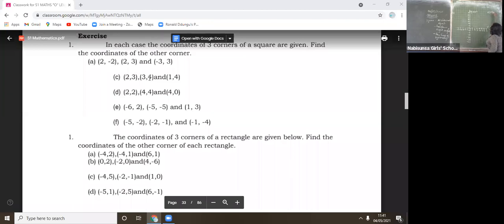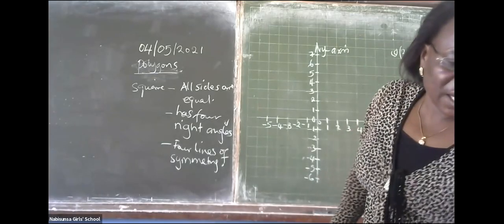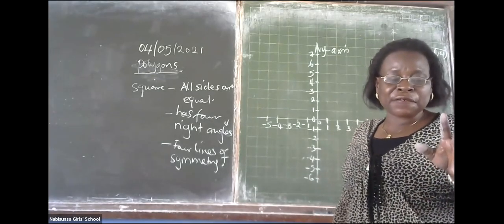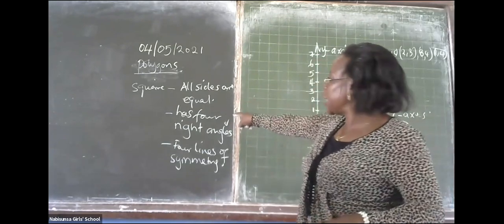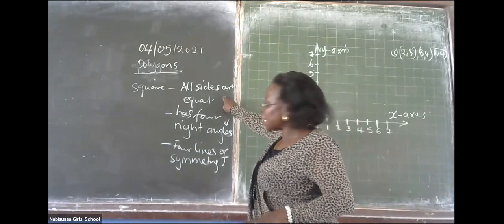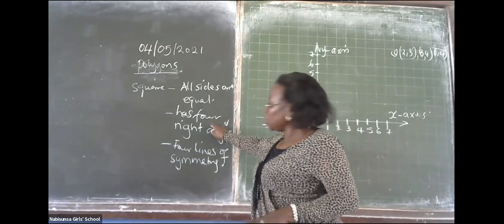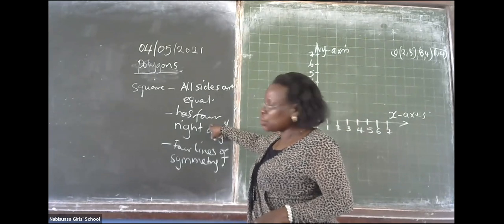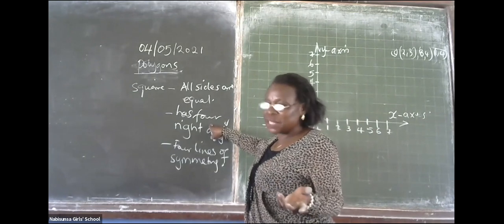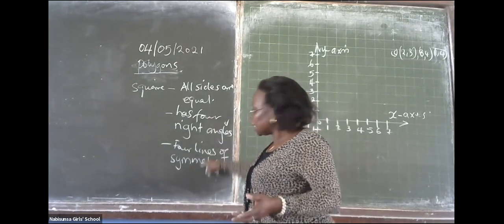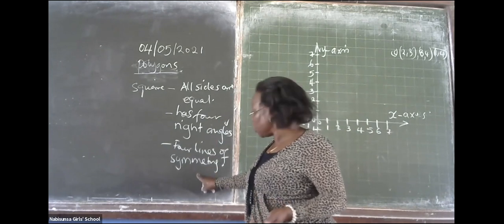2, 3, 3, 4, 1, 4. So if you have just joined, we are plotting. They have given us 3 corner points of a square, and we know the properties of a square. We have listed them here. All the sides are equal, and all the angles are equal, and they are 90 degrees. So if given 3 corner points out of the 4, are we able to identify the missing one using the properties stated here? That is what we are doing.